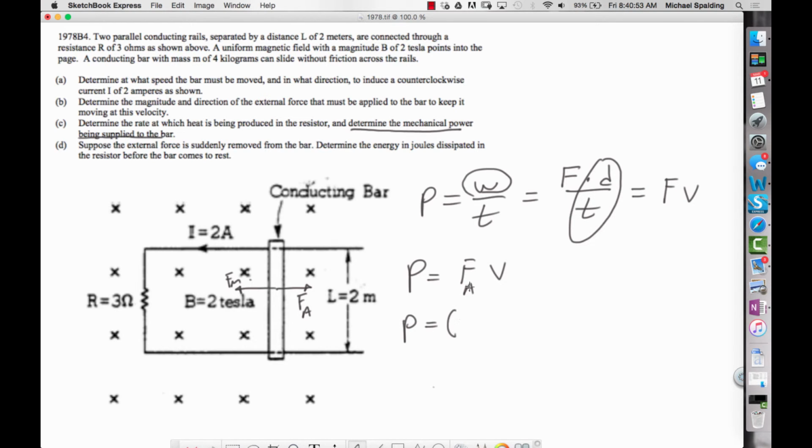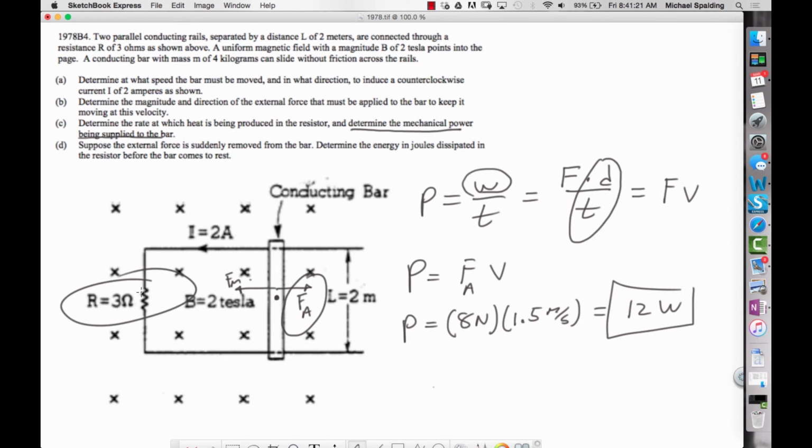And watch what happens here. So what was the applied force? 8 newtons. What's the velocity? 1.5 meters per second. Notice this comes out as 12. Is that a coincidence that it came out the same? No, it's not. Because the idea is the energy being supplied to the bar by this applied force, where is it coming out? It's got to go somewhere. It's coming out over here in the form of heat out of the resistor.